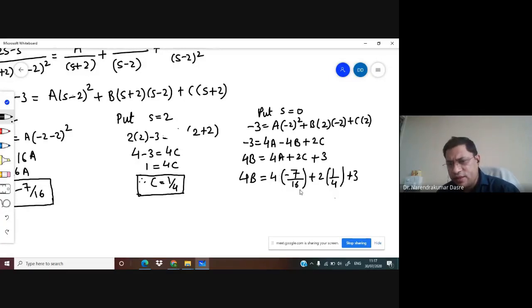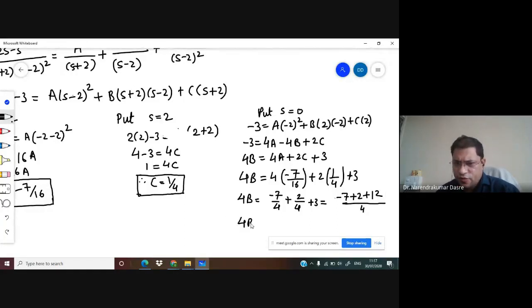is equal to 4 times minus 7 by 16 plus 2 times 1 by 4 plus 3. Now we can simplify this as 4B is equal to minus 7 by 4 plus 2 by 4 and plus 3. So we can write this as (-7 plus 2 plus 12) by 4, that is 4B is equal to 7 by 4 here, and hence B is equal to 7 by 16. So we got the values of A, B and C.